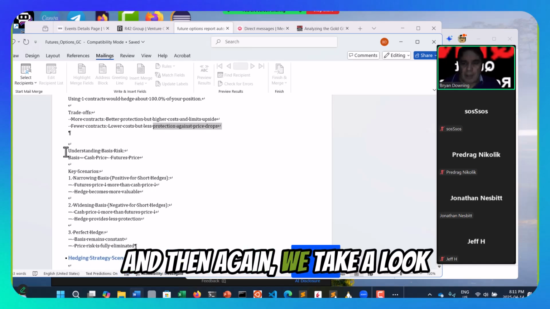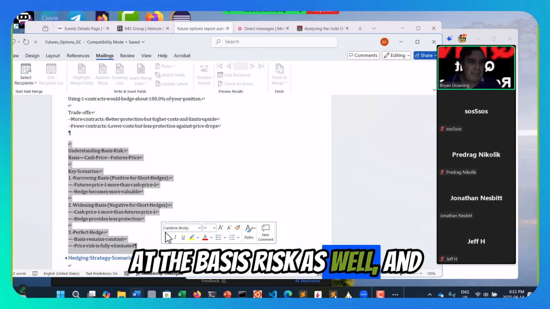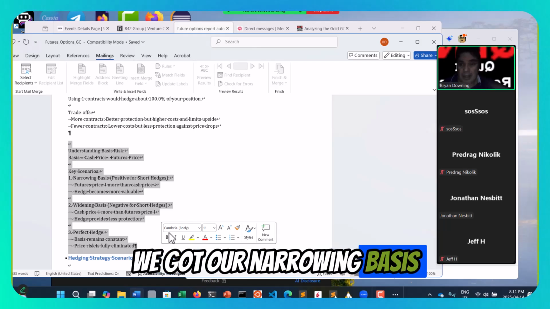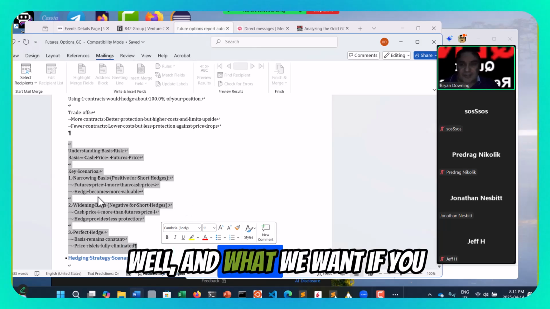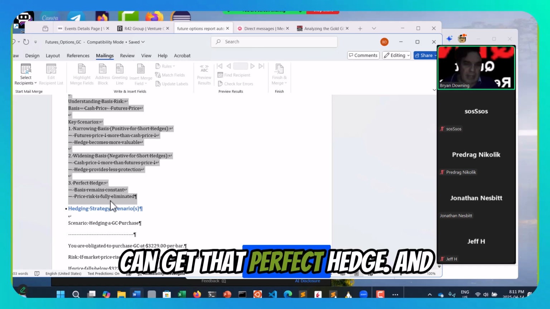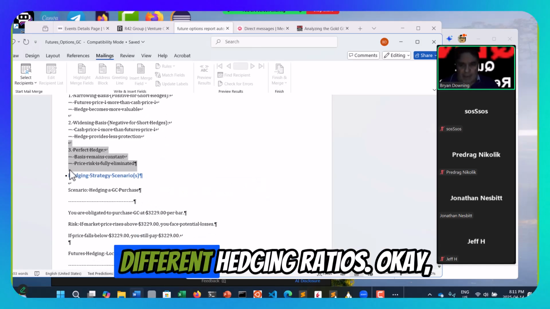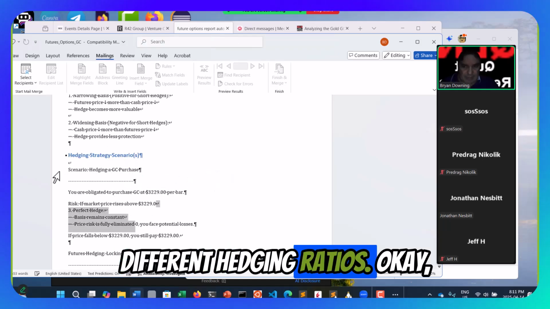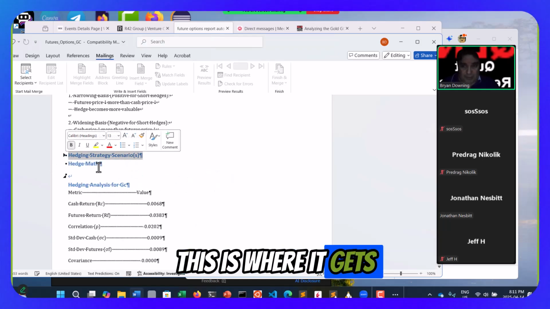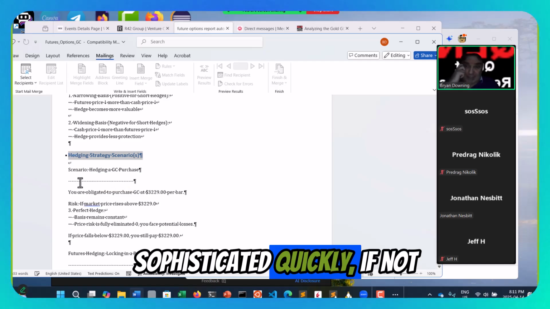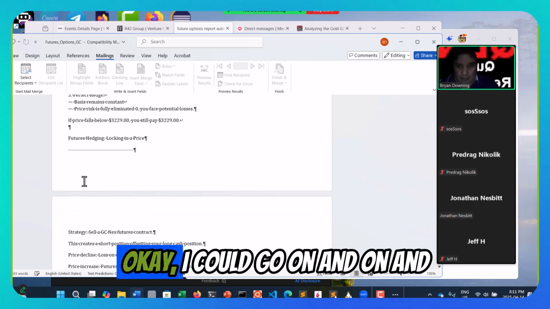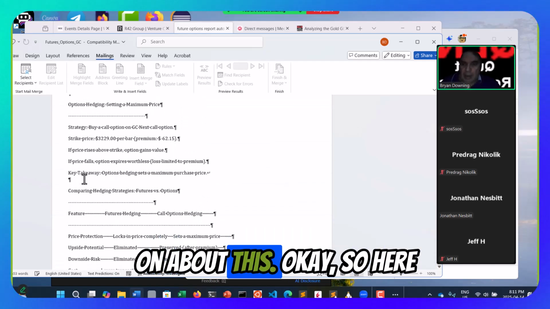And then we take a look at the basis risk as well. We've got our narrowing basis and different scenarios as well. What we want, if you can, is that perfect hedge. And then we can start looking again at the different hedging ratios. This is where it gets sophisticated quickly, if not already. I could go on and on and on about this.